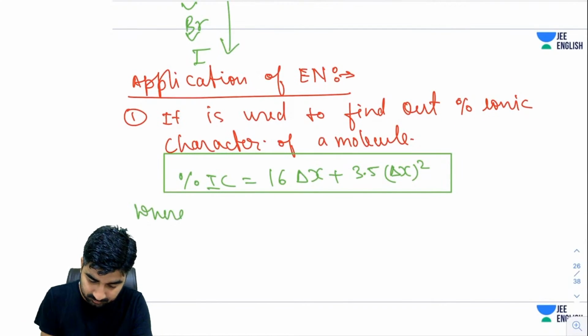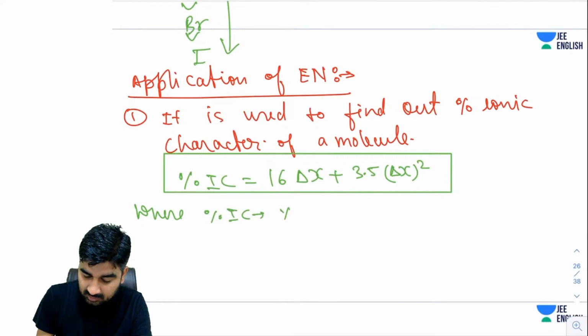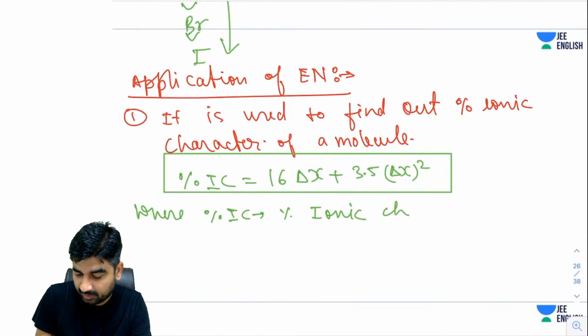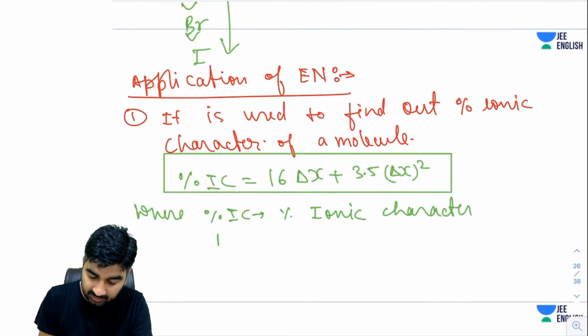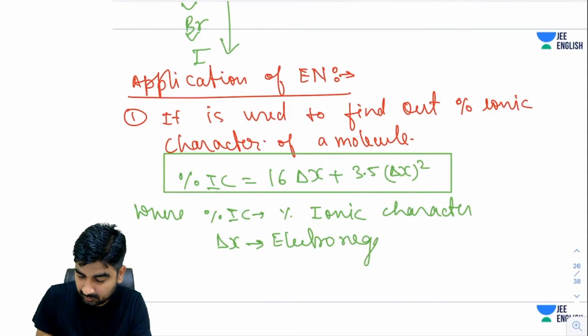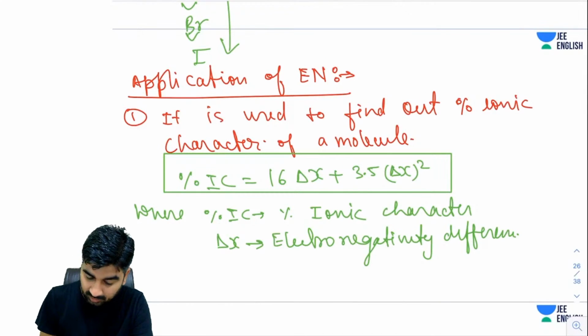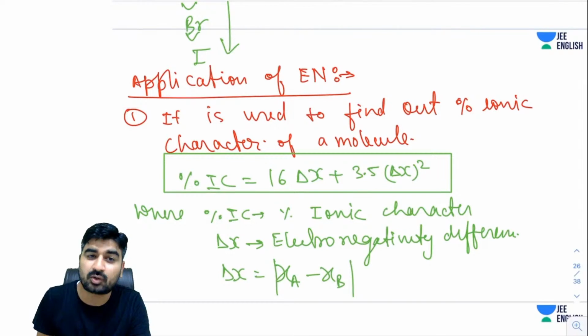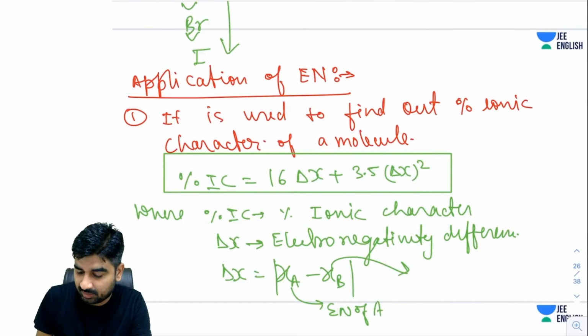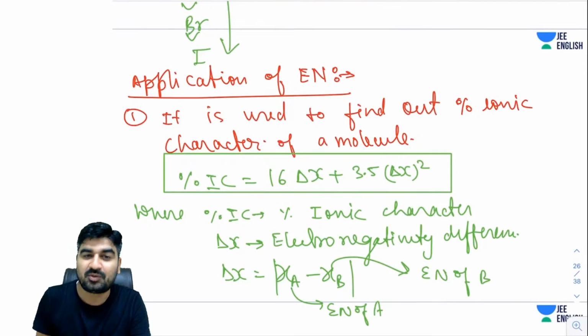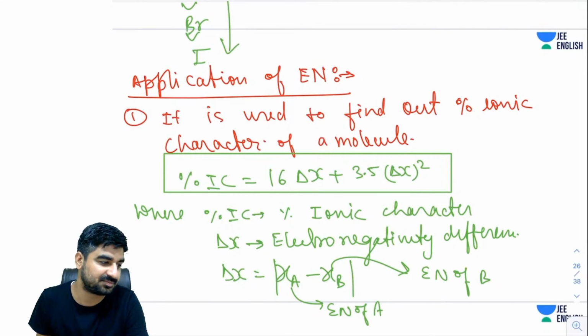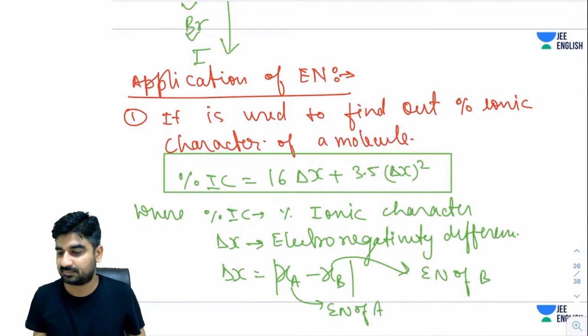Where percentage IC means percentage ionic character, delta X means electronegativity difference, and delta X we will write as the magnitude of chi A minus chi B. What is chi A? It is basically electronegativity of A. What is chi B? It is basically electronegativity of B. We don't call it X, it is chi. Note it down.